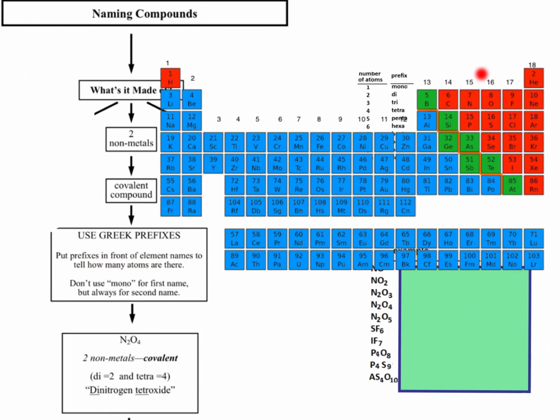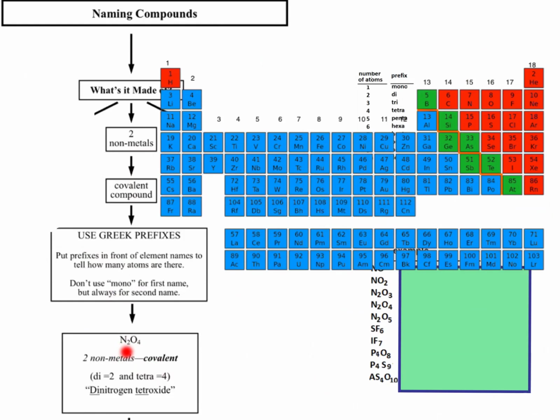Nitrogen is here. It's to the right of the stair step. So right off the bat, I'm starting off with something that is a nonmetal. That tells me that if it's a nonmetal, this other one's going to be a nonmetal, and this is going to be covalent. So now I'm going to use my prefixes.